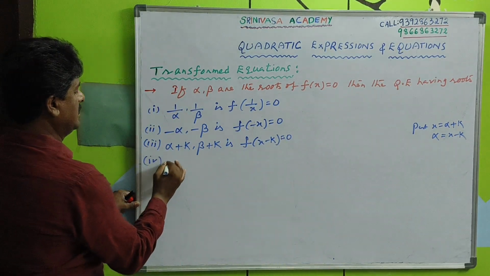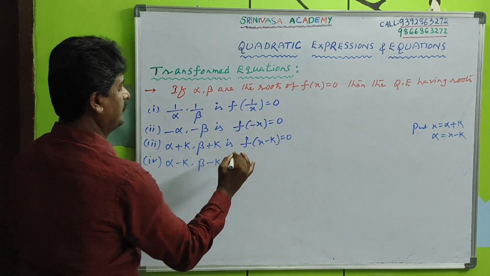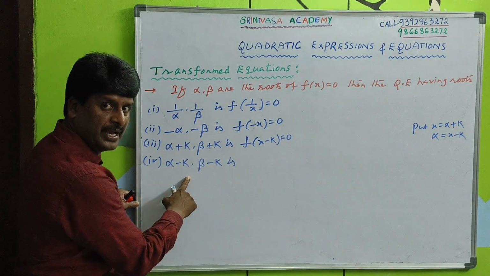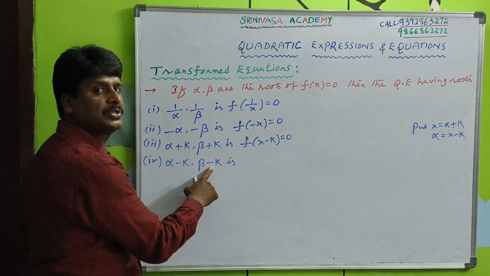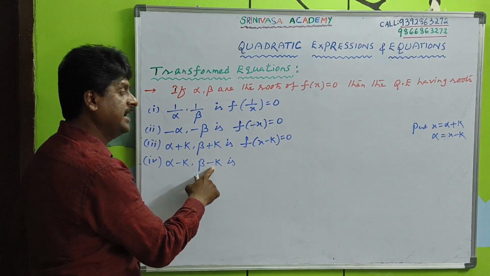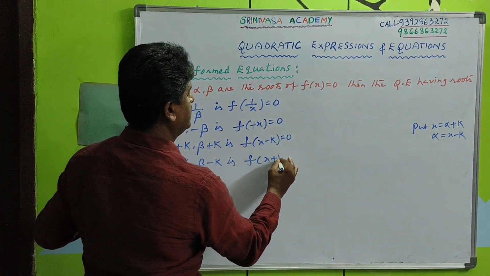Simple logic. Alpha minus k comma beta minus k will be, put x is equals to alpha minus k, find out alpha from there, we get x plus k. If you don't like it, put x is equals to beta minus k, find out beta from there, we get x plus k, substitute in this, f of x plus k is equals to 0.